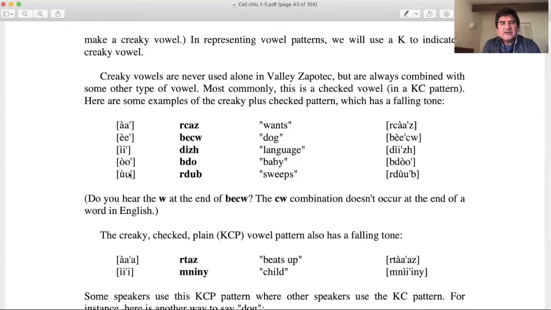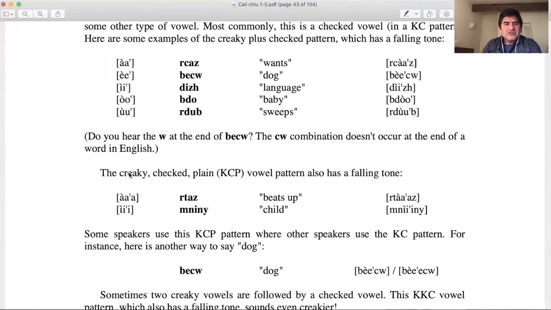Rkas, rkas. Back, back. Dish, dish. Vdo, vdo. Rdu, rdu. An interesting word is there, beck.